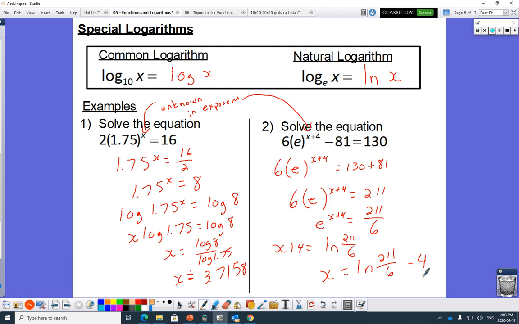Here's the big hint, though. You know this stuff's coming up, either logs or lns, when there are unknowns in the exponents. And I promise you, it will not be your long-term problem. You'll get used to this. It's no different than square and square root, actually. It's along the same lines. You just have to get used to how to solve it.